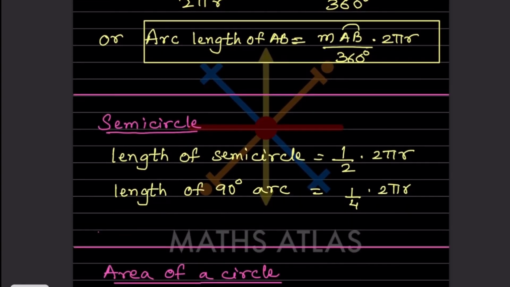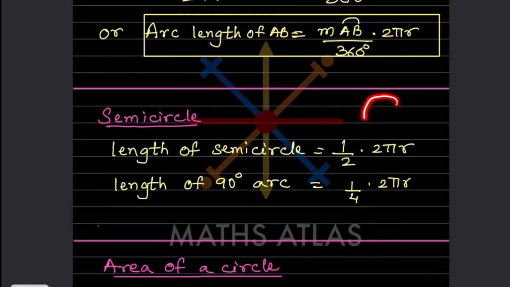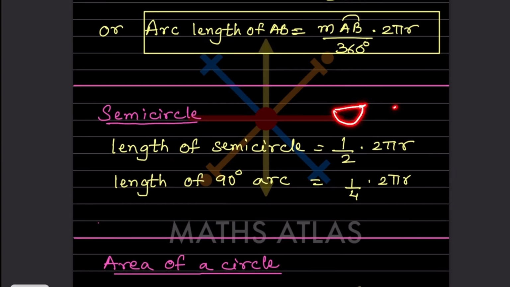Now the semicircle. Semicircle means the full circle is this one, and the half part of that can be like this or like this. Anyways, you know the circumference of a circle is 2 pi r. So a semicircle means a half part of it, so you are going to write 1 by 2 into 2 pi r. And this is for this one.